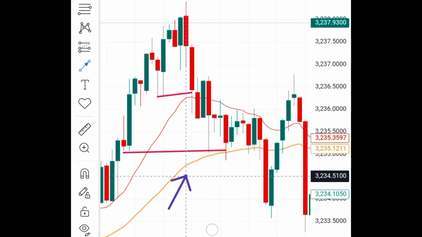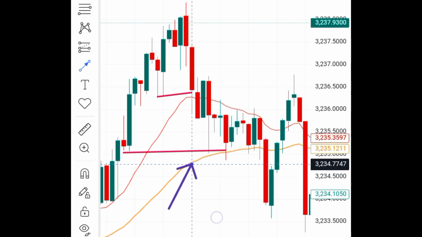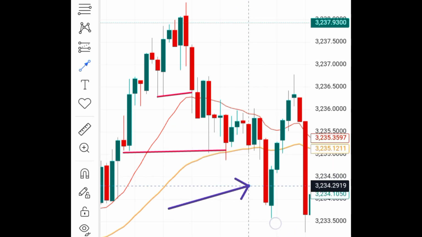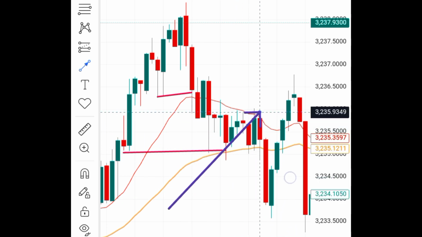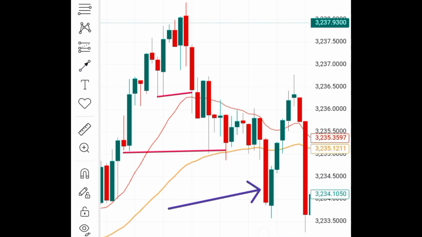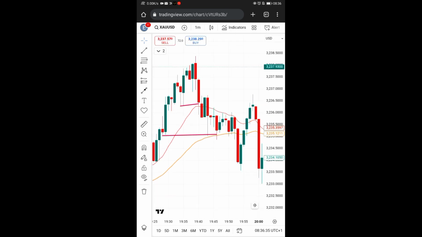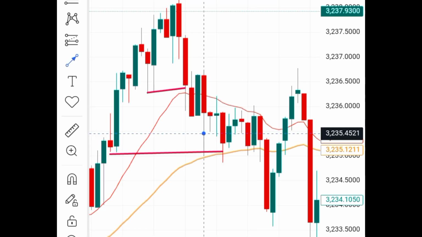How do we test it? We wait for the market to come and close below this 50 EMA. If the market closes below this 50 EMA, then our liquidity comes in. How do we get our liquidity? Now, our liquidity comes in around this area. This is where our liquidity comes in.